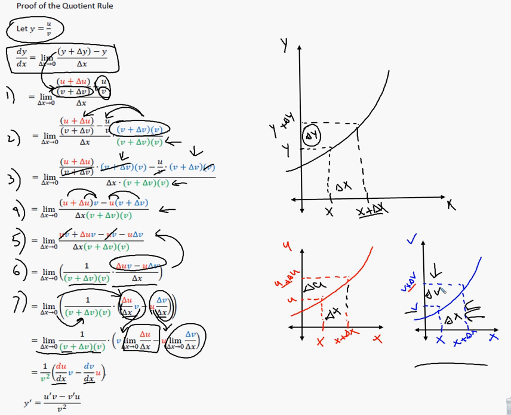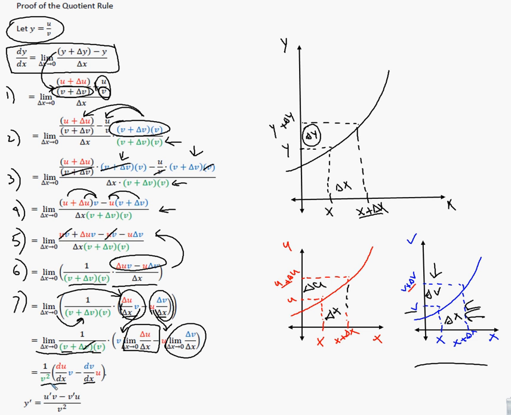So that delta v term cancels out. Okay, and all we're left with is the two v's being multiplied, which gives us v squared. And then, obviously, a little rearranging, du dx is just written as u prime, and same with v prime, and we get our final product.